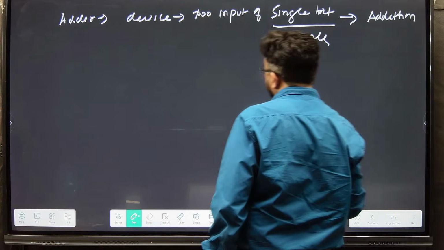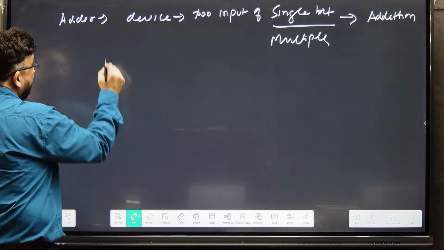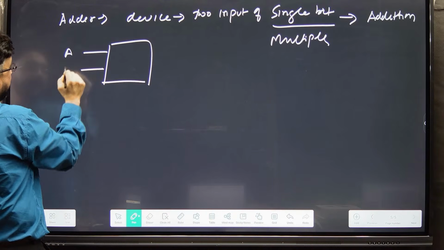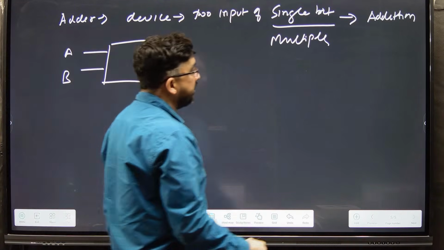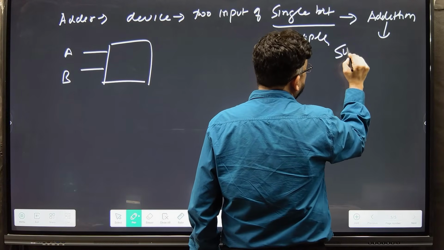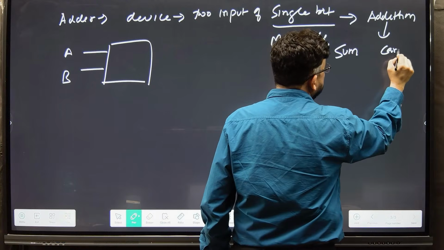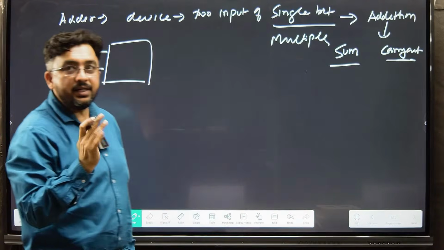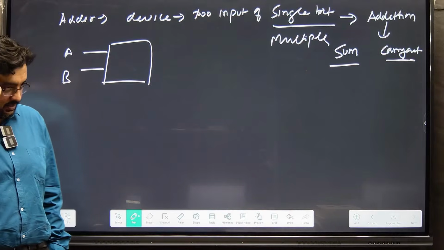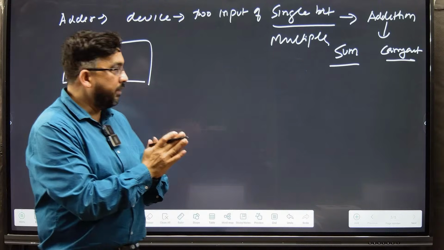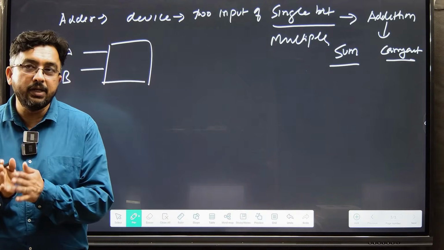For example, this is my A and B, and addition, and it gives two outputs. One output is sum and another output is carry out. Please note, carry is at both ends, right? So the word carry is available at the input end and also at the output end.